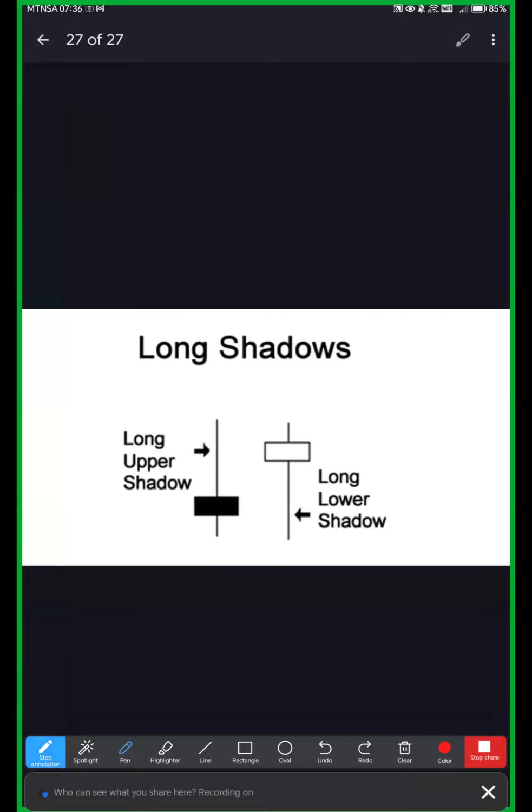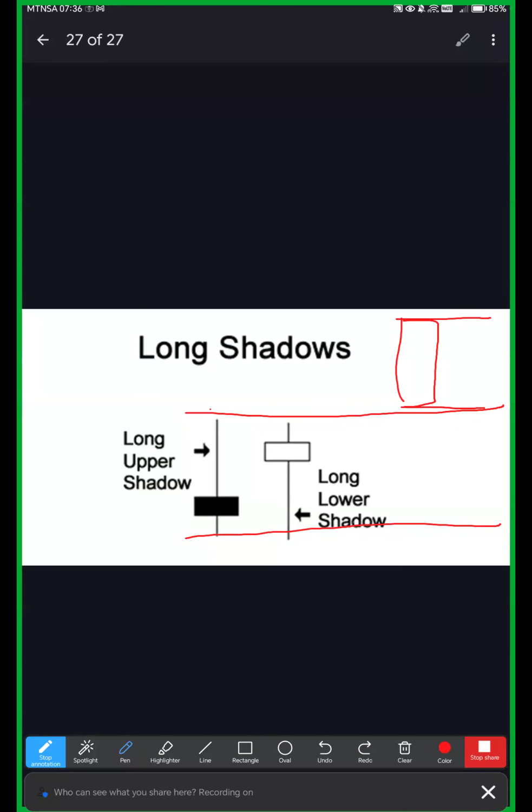So, ladies and gentlemen, I was explaining the significance of shadows. First of all, shadows signify how high the session went. They also signify how low the session went. Then I was saying there are other scenarios, because I don't want someone to have this kind of mindset that when it is a full body candlestick like this, where is the high, where is the low?